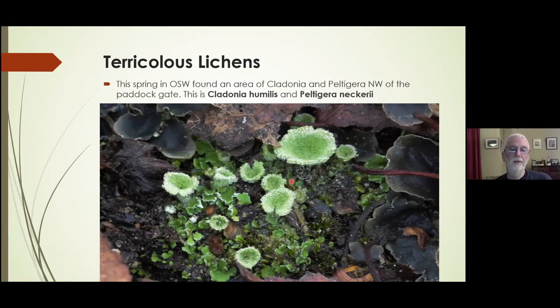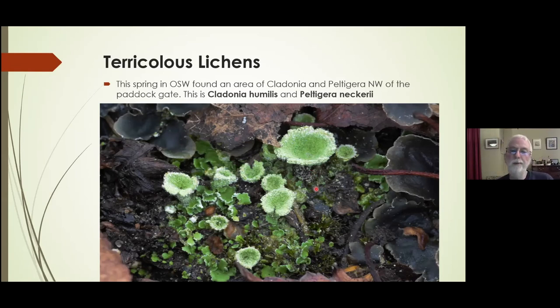So this was quite exciting, and I looked around the area and I couldn't find very much else. And when I broadened my horizons, I couldn't see anything else in the old sewage works. But when I came back, I found some of these pixie cup type lichens in a little area. And I took this photograph, and this is Cladonia humilis.